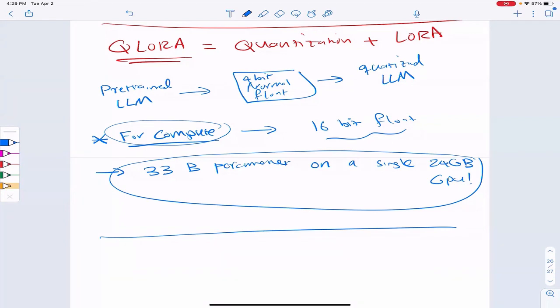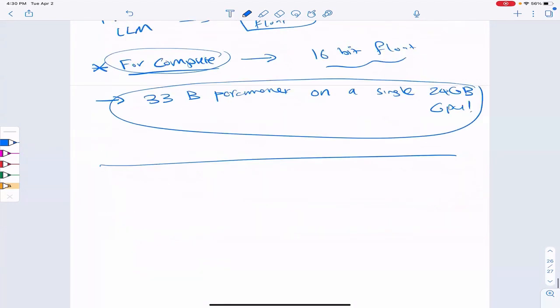All right. So we have about 15 minutes. So I'll cover one more idea about making fine-tuning a little bit more efficient, and that is called prefix tuning.